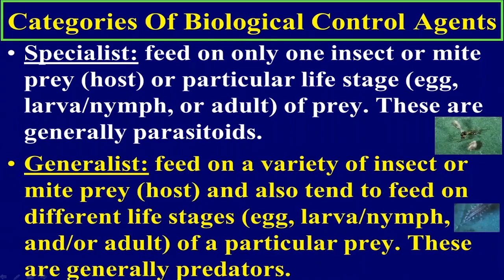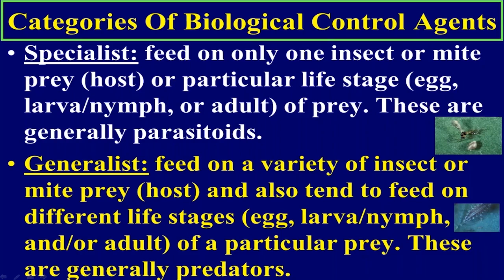So what are the categories of biological control agents? Well, the first one is specialist. Specialists feed only on one insect or mite prey or a particular life stage. It could be the egg, larva, nymph, or adult. These are mostly parasitoids. We call them specialists because they only attack one type of insect or mite and they only attack one particular life stage.